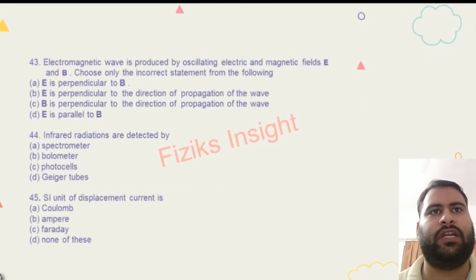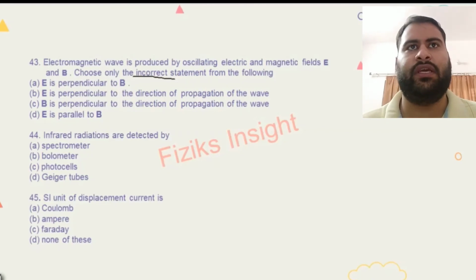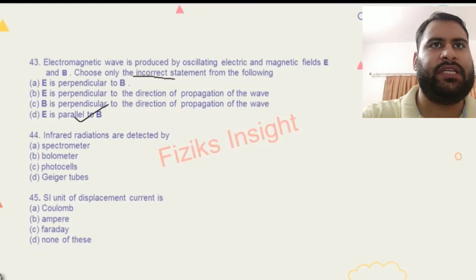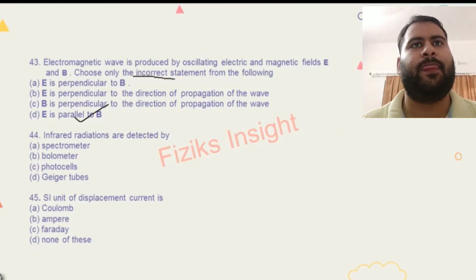Now let's proceed for the 43rd question. Choose only the incorrect statement from the following. E is perpendicular to B. E is perpendicular to the direction of propagation of wave. B is perpendicular to the direction of propagation of wave. E is parallel to B. See, only D option is incorrect as E and B are perpendicular to each other. So that's why D option is incorrect.